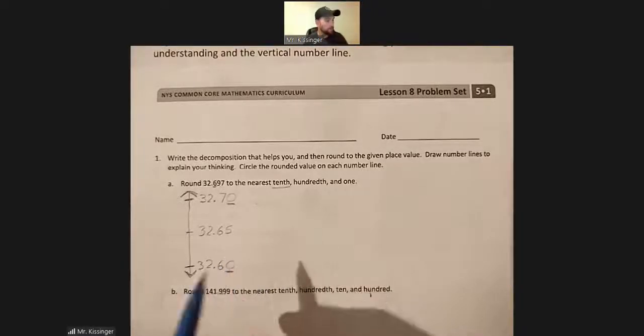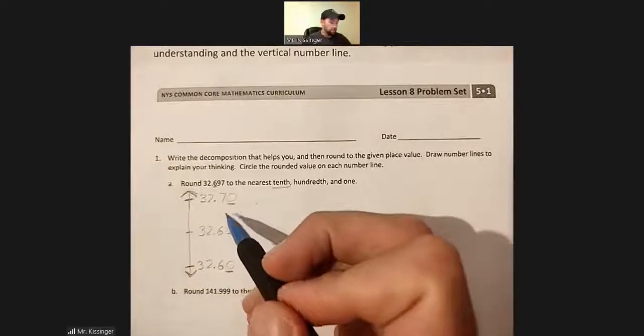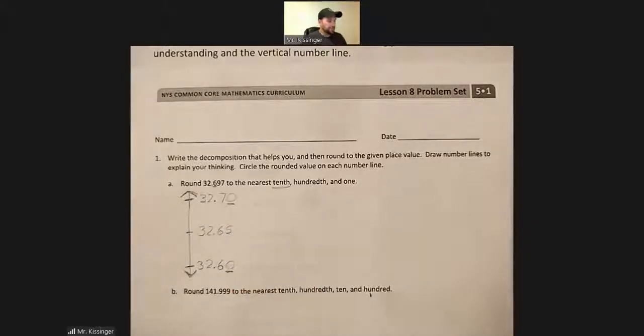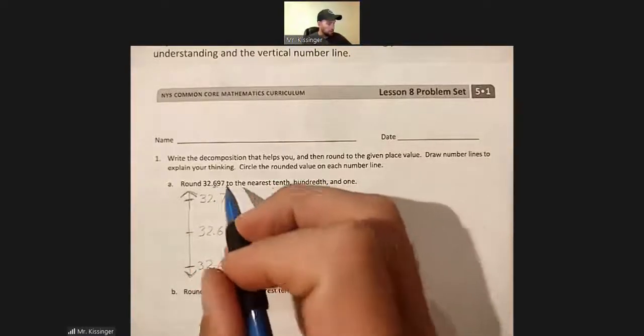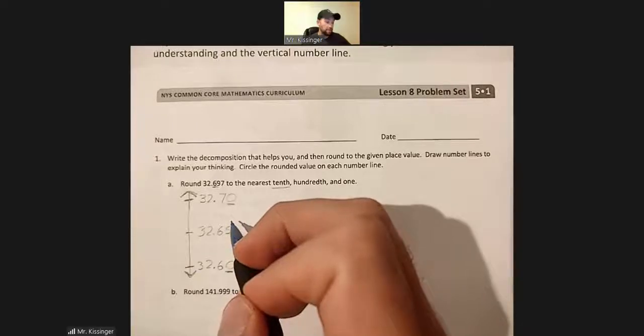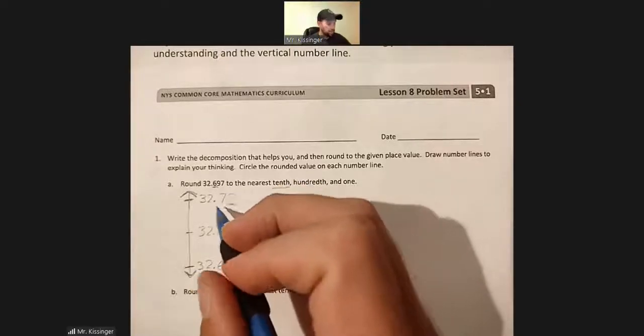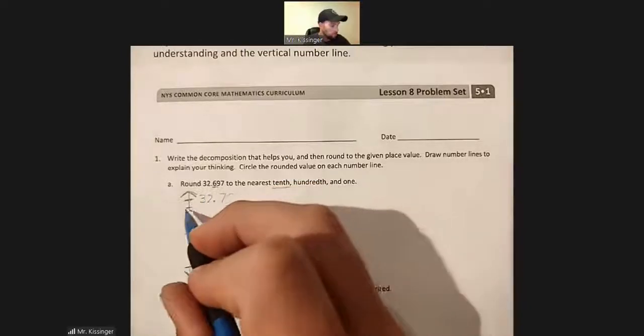And then we need to find out if 32.697 is in between these two numbers or in between these two numbers here. So is 32.697 between 32.65 and 32.7, or is it between 32.6 and 32.65? We would need to look to our hundredths place. Our hundredths place here is a 9. 32.69 is higher than 32.65. 0.69 is greater than 0.65. In fact, it's almost 32.70 or 32.7. So it's going to be way up here.